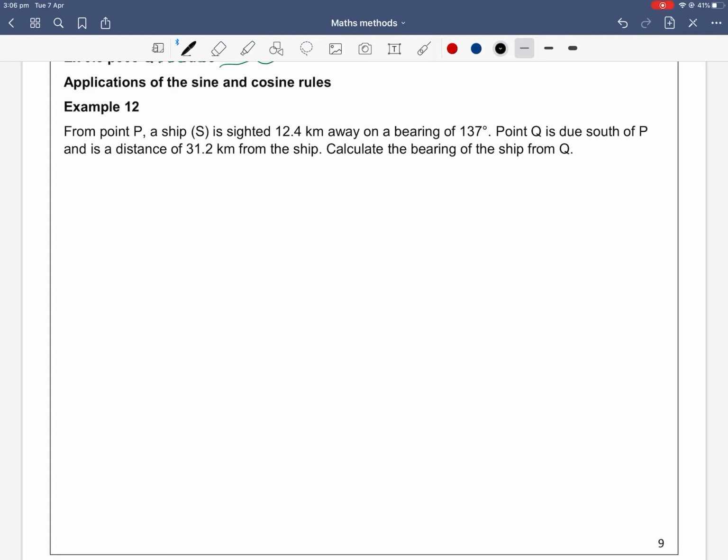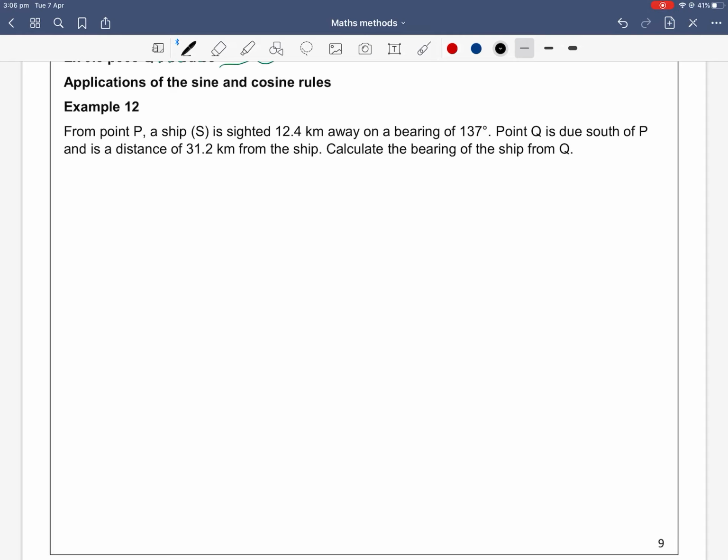So let's have a look at example 12. It says that from a point P, the ship S is sighted 12.4 kilometers away on a bearing of 137 degrees true. Point Q is due south of P and is a distance of 31.2 kilometers from the ship. Work out the bearing of the ship from point Q.